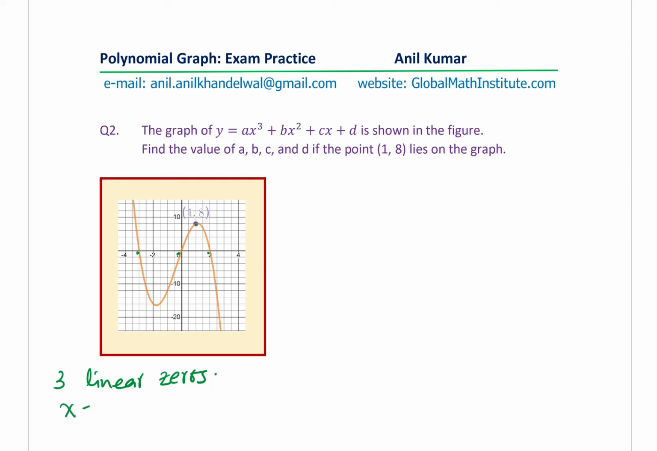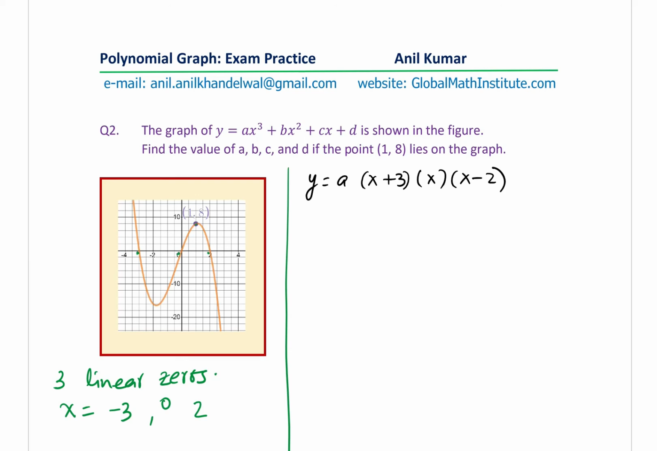Now these are at x equals to, this point here is what? So the point here is minus 3. Each is, and this is 0, and then 2. So these are the three zeros for us. So based on these zeros, we can write down the equation as y equals to a times x plus 3 times x times x minus 2. Now to find the value of a, we could use this particular point.